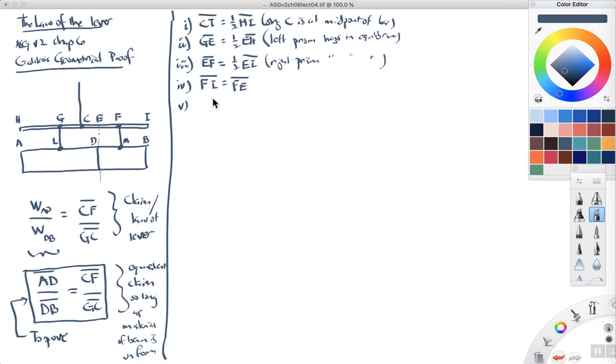Okay? Point 5 is HE is equal to AD. So this length right here is equal to this length right here. So in other words, this point is right below there, and D is right below E. And likewise, point 6 is that EI is equal to DB. So this length right here is equal to this length right here. So this point is right above the cut point, and B is right below the end of that beam. Okay, so those are some of the things that we're going to be using.